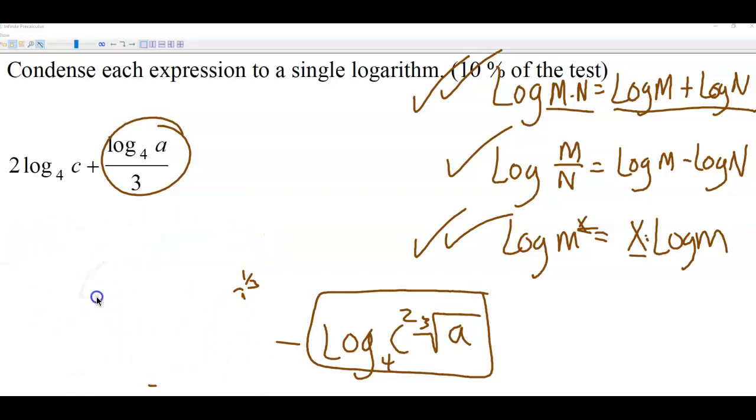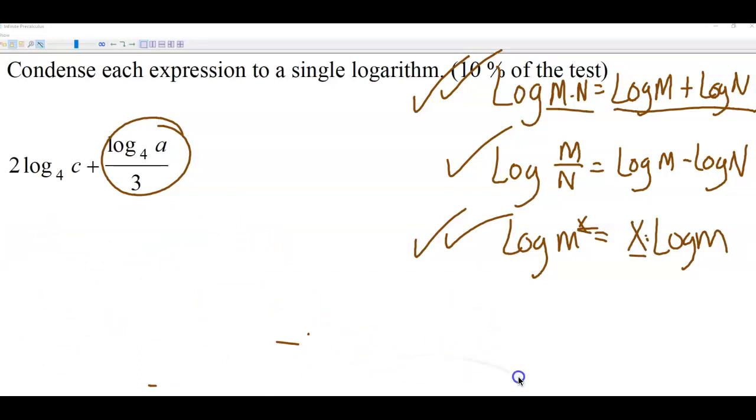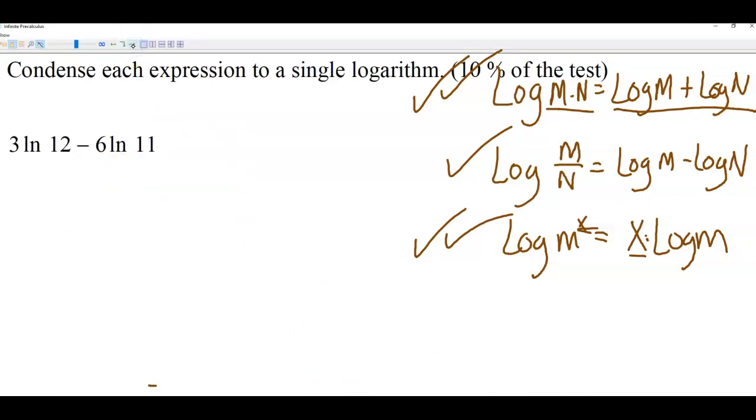Take a look at another one. And this is another section, by the way. This is another 10% of your test, 2 questions like this. So let's take a look at another example. Here's another one.